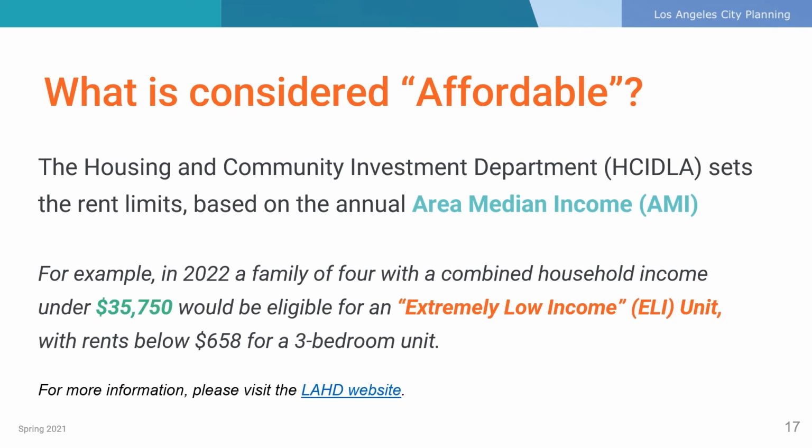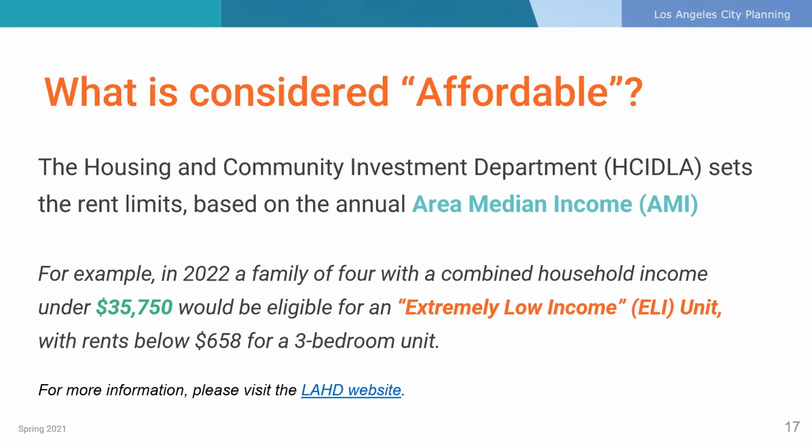What is AMI and what does it actually mean for these to be affordable? The Housing Department, LAHD, sets the rent limits each year based on the area median income, also called AMI. Based on the income range, rent is capped at 30% of a household's total income to ensure that the household is not considered rent burdened. The rent limits take into account household size and the income range.